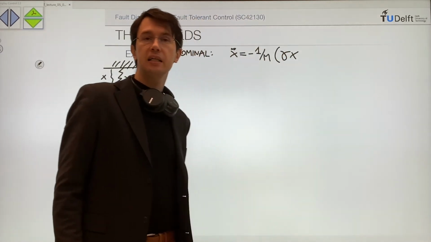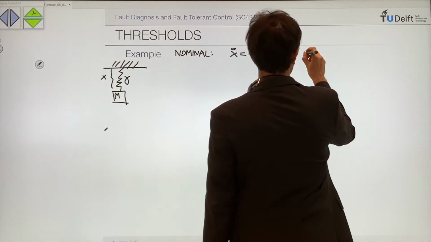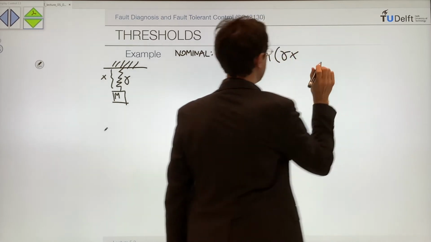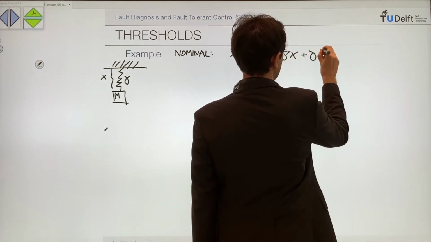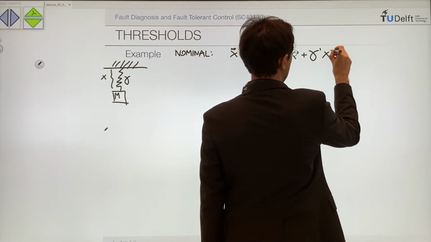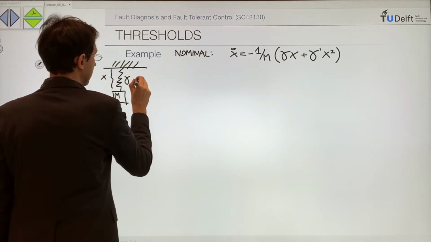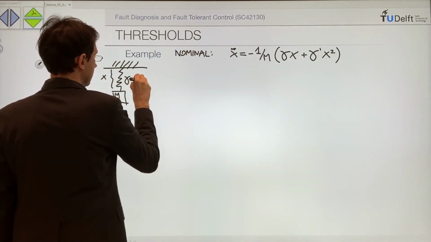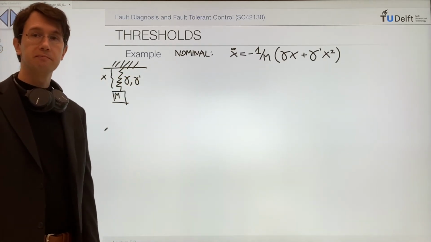But then here we have also some second order behavior. So this is a nonlinear spring. So we call gamma prime the coefficient multiplying the square of the elongation. So the two parameters characterizing the spring are gamma and gamma prime. So this is the nominal.